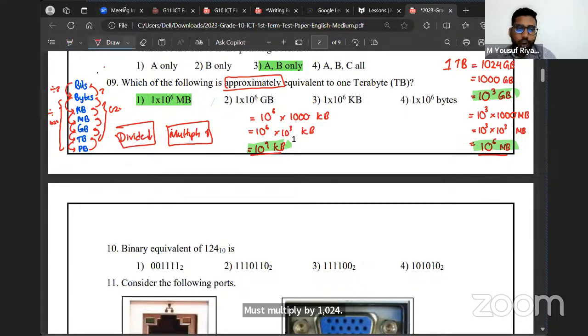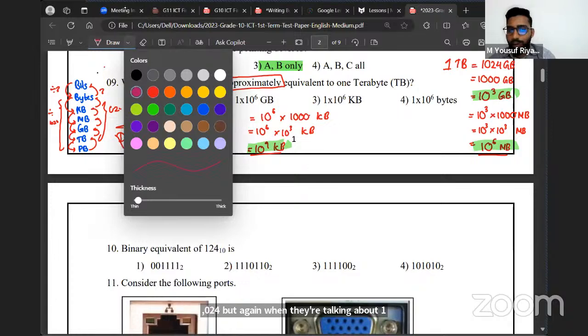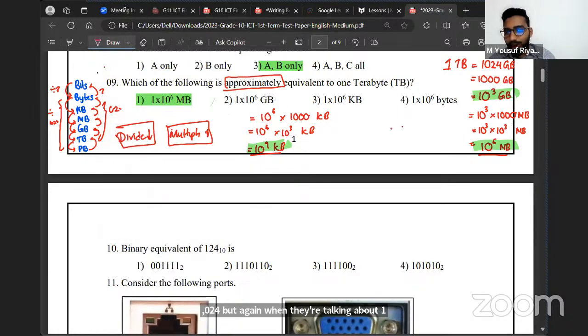But again, when they're talking about approximation, you don't have to find the answer exactly. You can write 1024 as 2 to the power 10. So you can do the calculations like that. Got it?